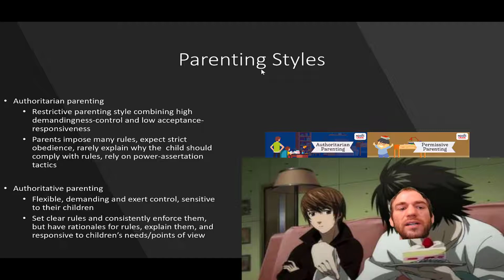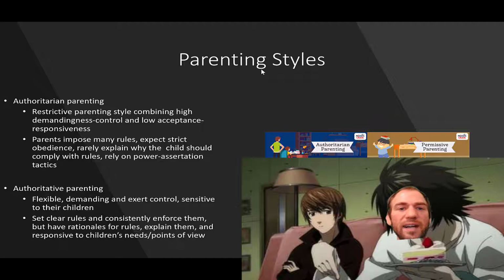Authoritarian parenting is a restrictive parenting style combining high demandingness, control, and low acceptance, responsiveness. So going back to those two dimensions. Parents impose many rules, expect strict obedience, rarely explain why the child should comply with rules, or rely on power assertion tactics. Authoritative parenting: flexible, demanding, and exert control, but sensitive to their children. They set clear rules and consistently enforce them, but have a rationale for rules, explain them, and are responsive to children's needs and points of view. So authoritarian, pretty straightforward. Do this thing because I said, do this thing because I'll beat your ass if you don't do it.